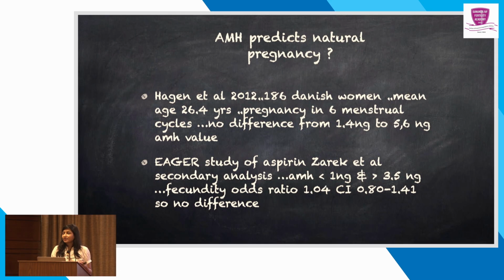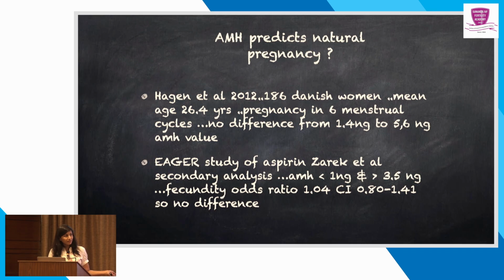As I initially discussed, AMH is not a fertility test, and there are two studies which we have read that talk about this. The first study was done by Hagen et al. in 186 Danish women. The mean age they took into consideration is 26 years. Pregnancy in 6 menstrual cycles showed no difference when the AMH was between 1.4 and 5.6. So AMH does not correlate with your probability of getting pregnant. It's not a fertility test.